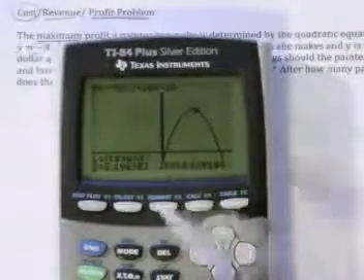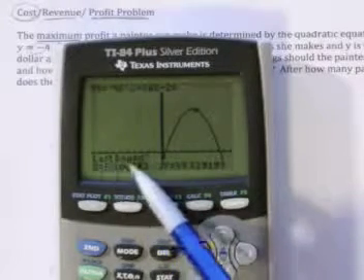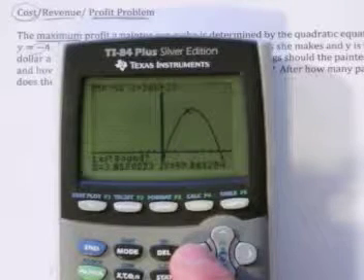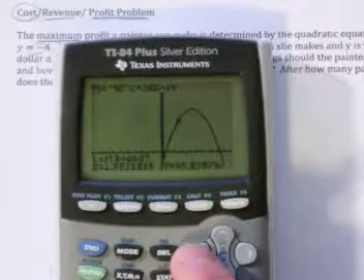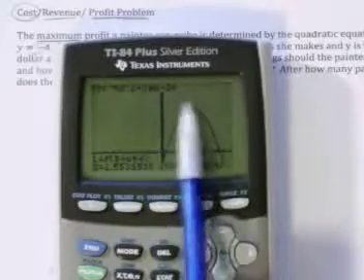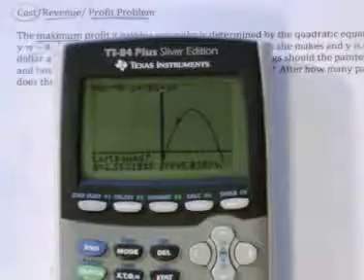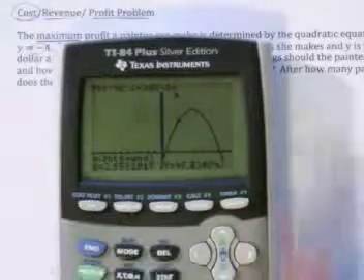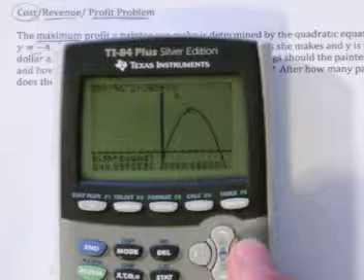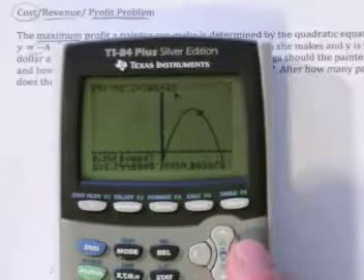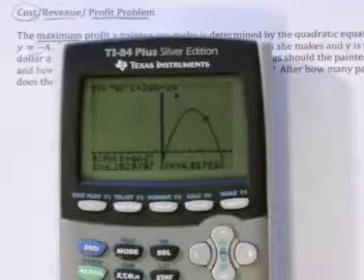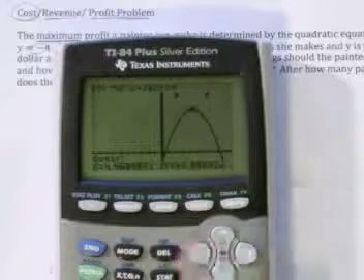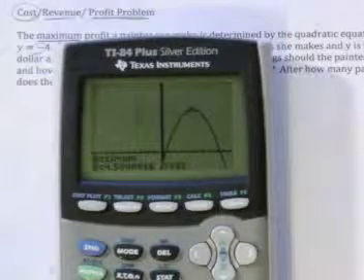Now notice my calculator says left bound. It's asking me where the left boundary of the thing you're trying to find is. So I'm going to use my arrow key to make sure my cursor is sitting to the left of my vertex, and I'm going to hit enter. Now my calculator is asking me for the right boundary. So I'm again going to use my arrow keys to move my cursor clearly to the right side of the vertex and hit enter. And now it says take a guess. So I put my cursor as close as I can to the vertex and hit enter.